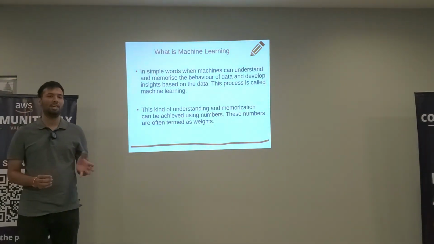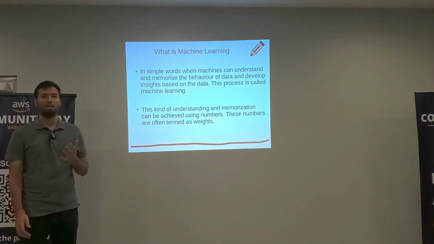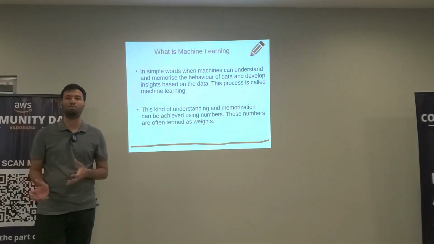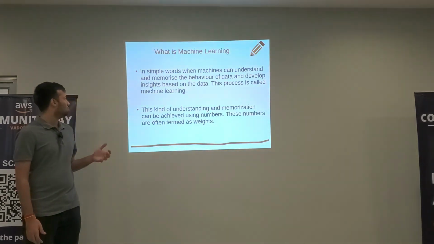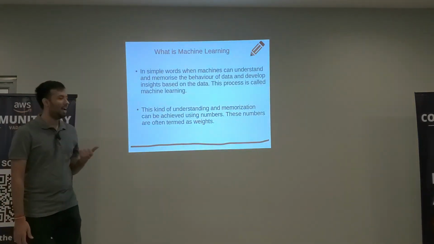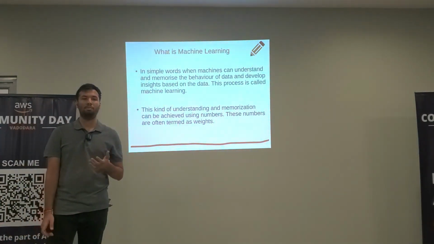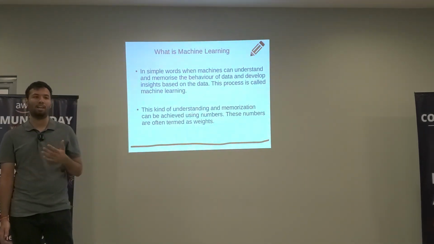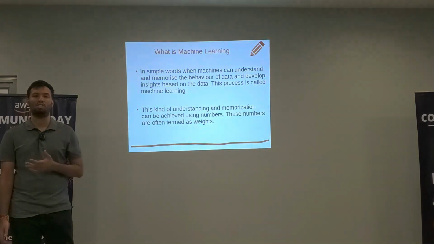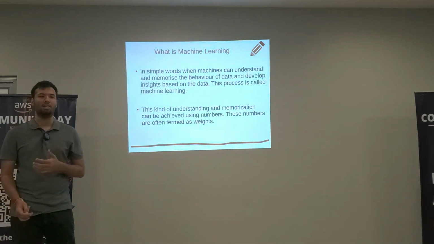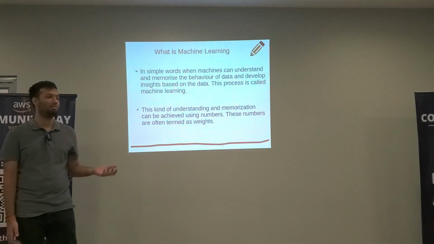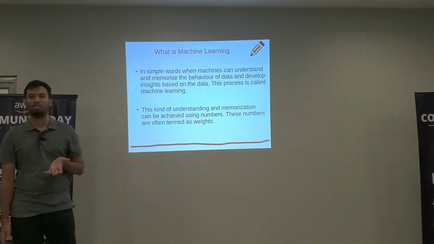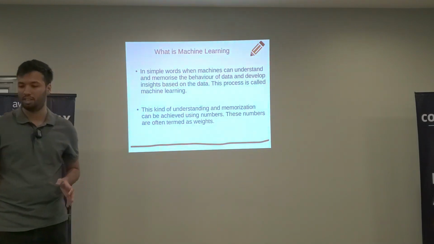The basics behind that is, at the end of the day, all of it is numbers. Machine learning deals with numbers, and these numbers are used to memorize the data. These numbers can also be termed as weights. You might have heard about weights in deep learning, image classification, or applications like decision trees. There are weights associated that memorize your data and help you make decisions. So that is basically machine learning.